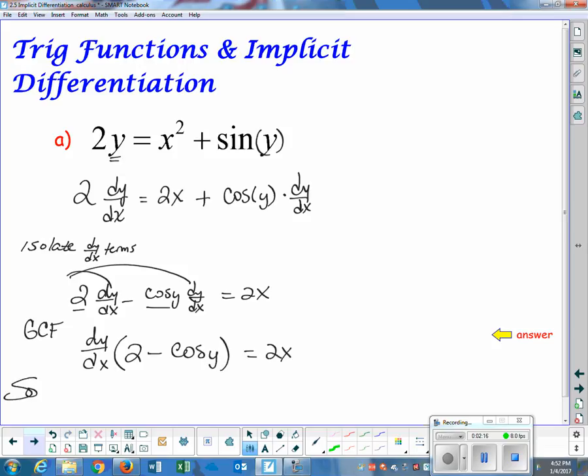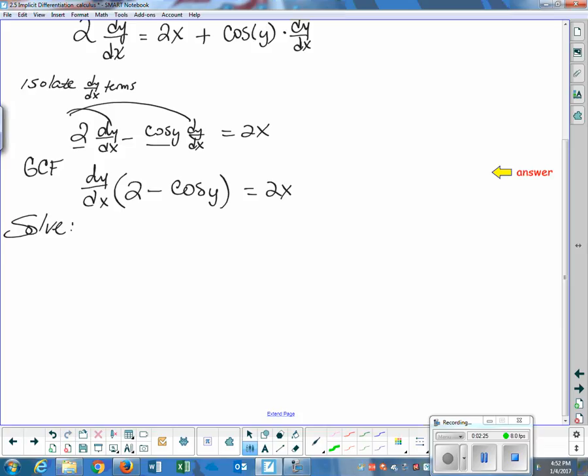Now the next step is you want to solve for dy dx. And we can solve for dy dx simply through division. Since I have multiplication holding those two together, we're going to divide and get dy dx is equal to 2x over 2 minus cosine y. Can I cancel or divide by 2? No, not really. Because of the minus sign in between here, I cannot simply just cancel the 2's. There's our answer.